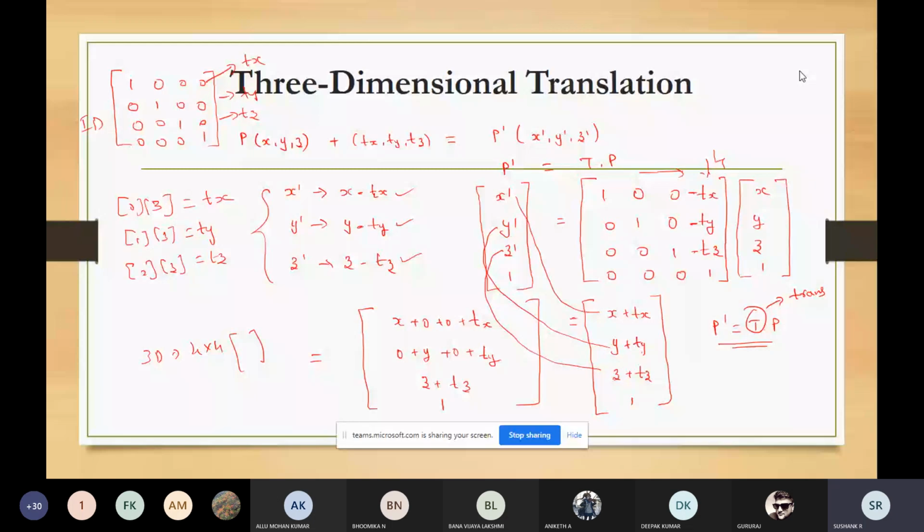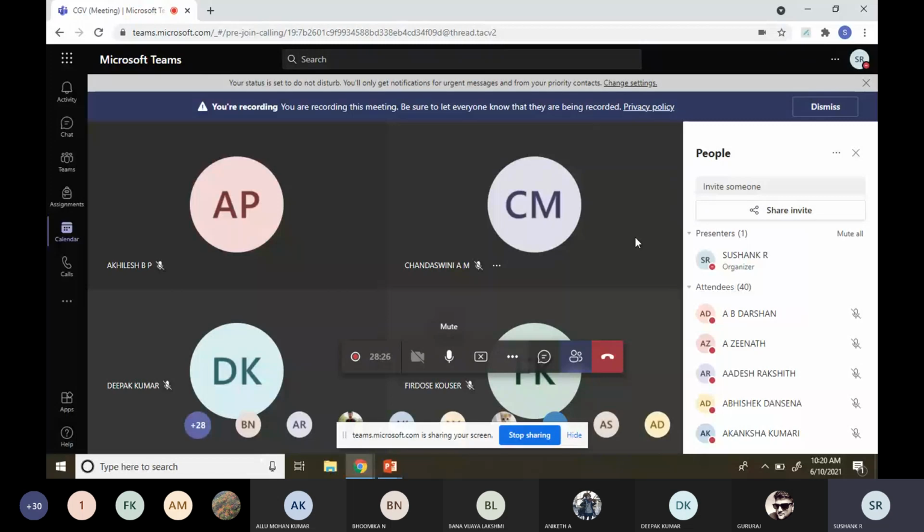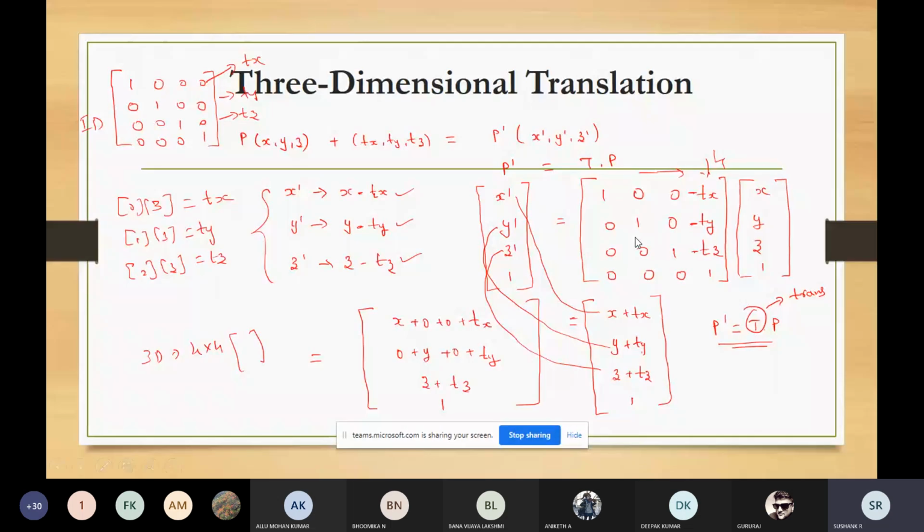Is this transformation clear, or any doubts? This is regarding the 3D transformation. Any doubts? I mean 3D translation, the first transformation under the 3D. Any doubts here? Okay, so translation is done.